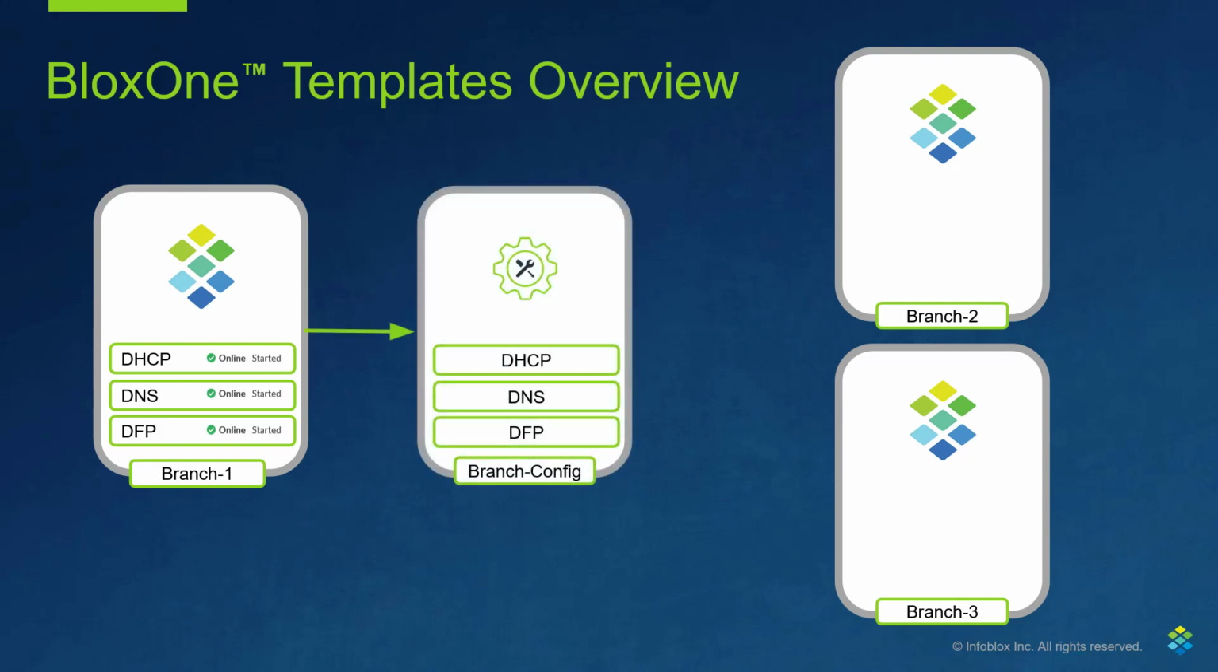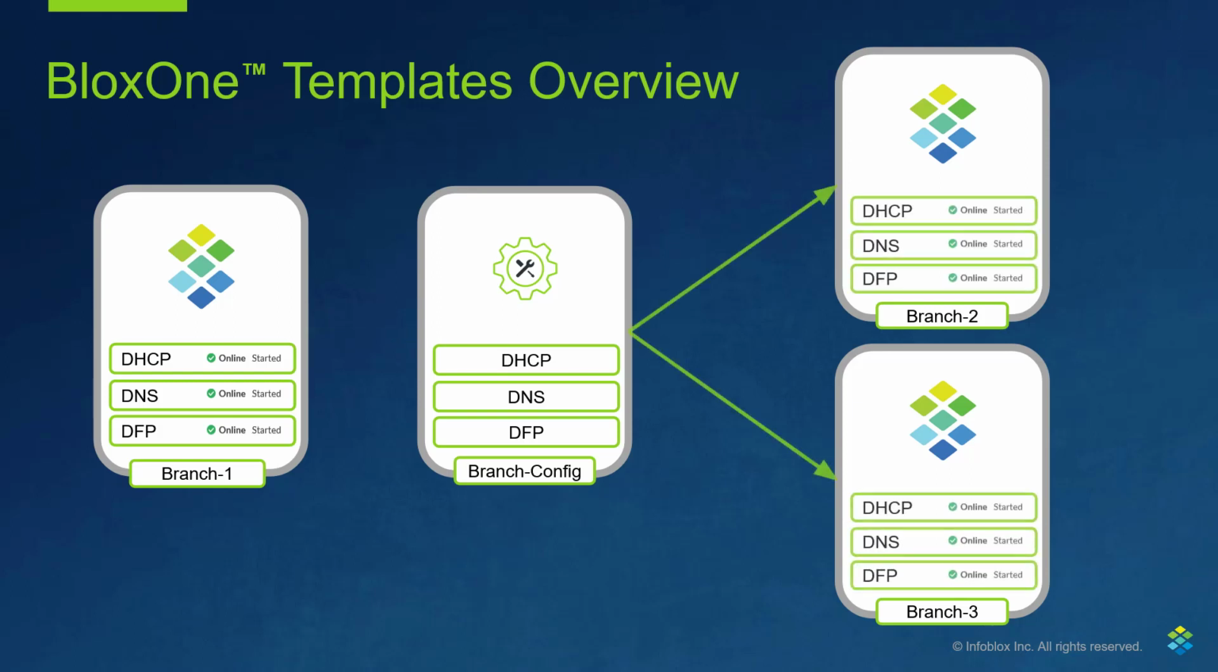We create a template called branch config, which copies the services that are attached to the BloxOne host, branch 1. Along with the services, it takes the service's name, type, tags, and any interface bindings. With a few clicks, we use our new template and attach services to our other hosts along with the aforementioned settings to branch 2 and branch 3. As you can imagine, this tool can save us a lot of valuable time with new deployments.